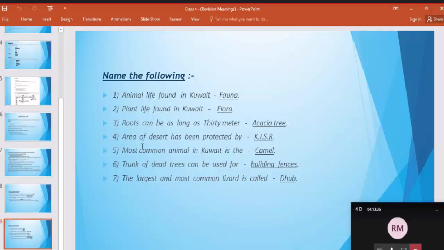Next one. Area of desert has been protected by KISR, Kuwait Institute of Scientific Research. The full form of this. Kuwait Institute of Scientific Research. Repeat, children. Kuwait. Institute.